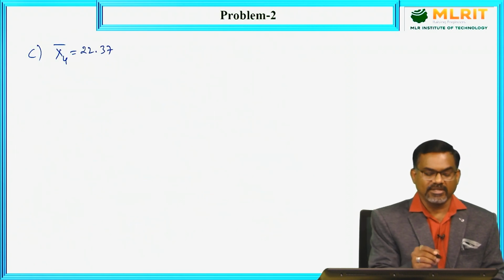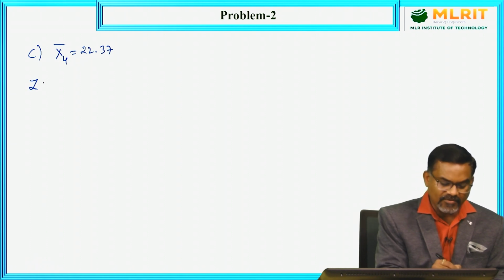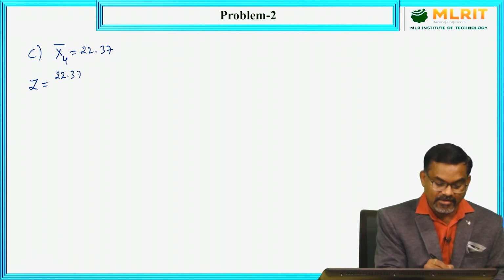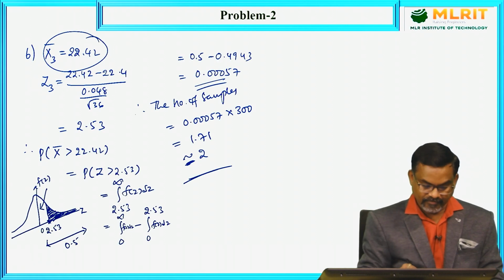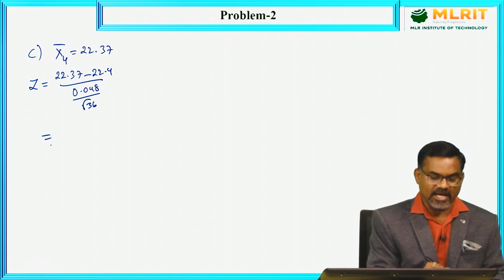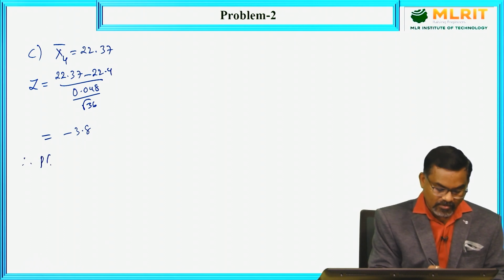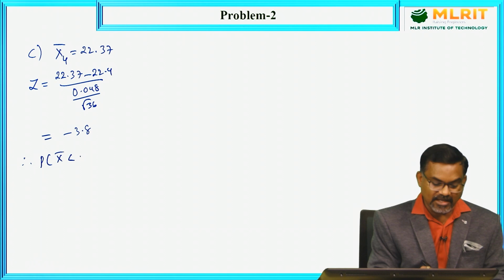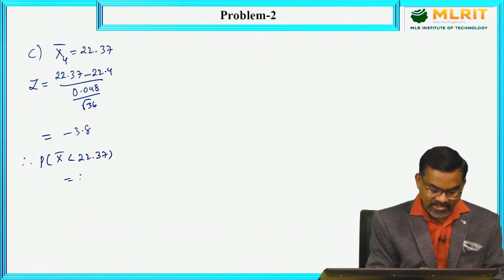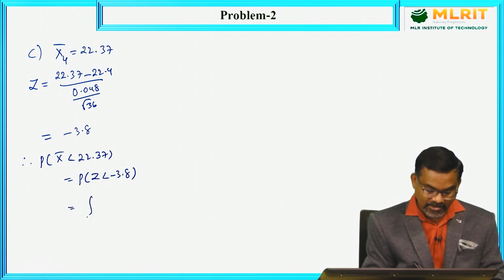Less than 22.37, and again if x bar is 22.37, what is the value of Z? So, 22.37 minus 22.4 by 0.048 by root 36, which results as minus 3.8. So, a negative value for Z. So, therefore, we need to calculate x bar less than 22.37, which is same as Z less than minus 3.8. Z less than minus 3.8 means minus infinity to minus 3.8 f of Z dz.